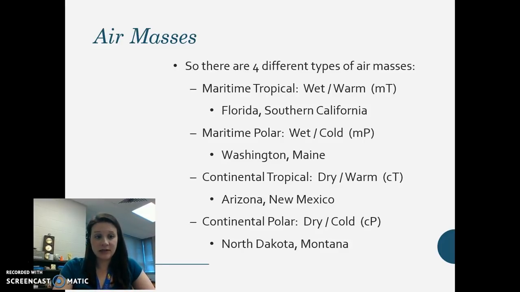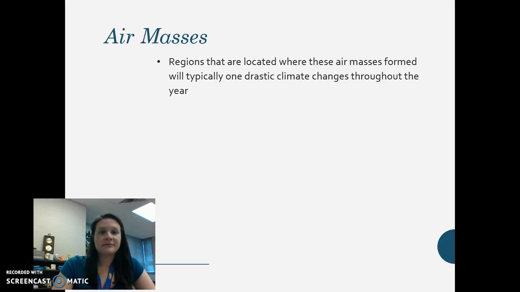Notice that none of those states were the Midwest states. So what about us? Well, regions that are located where the air masses are formed will not have any drastic climate changes throughout the year. So they, for example, like California or Florida, they tend to kind of have the same climate throughout the whole year because that's where their air mass is forming.